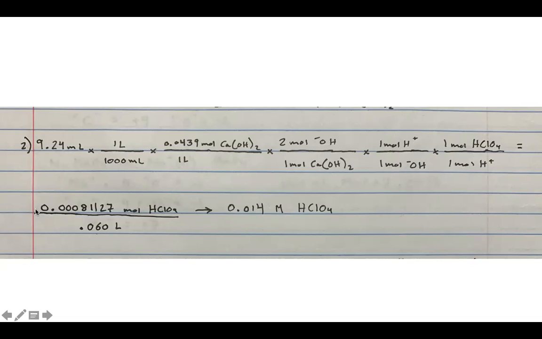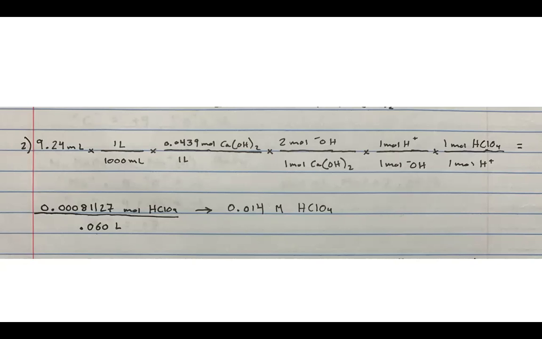So if you do that out, it comes to 0.00081127 moles of perchloric acid. Now, they told us that we have 60 milliliters of perchloric acid solution, which is equal to 0.06 liters. And so to find the molarity of the solution, we take moles of HClO4, which is the 0.00811 number, and we divide it by its volume, 0.06 liters. Okay, and that gets us our molarity.